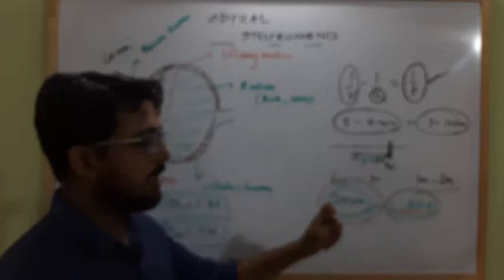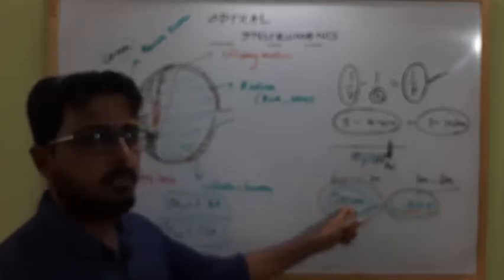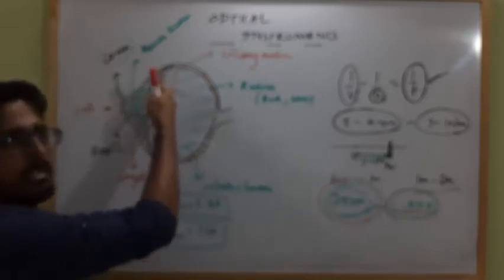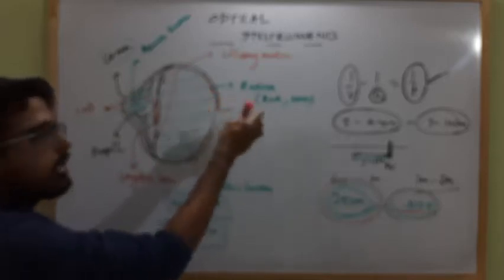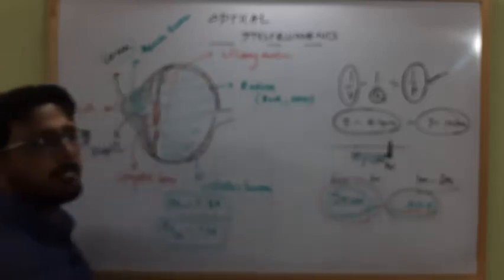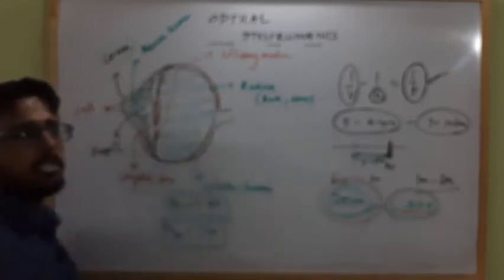Clear? If we further decrease the distance, we are not able to see the image. By decreasing the object distance from 25 centimeter to less, the lens of the eye would have to decrease its focal length to form the image on the retina, but it cannot do so. So when we decrease the object distance below 25 centimeter, the image is not able to form on the retina, so we can't see the image.